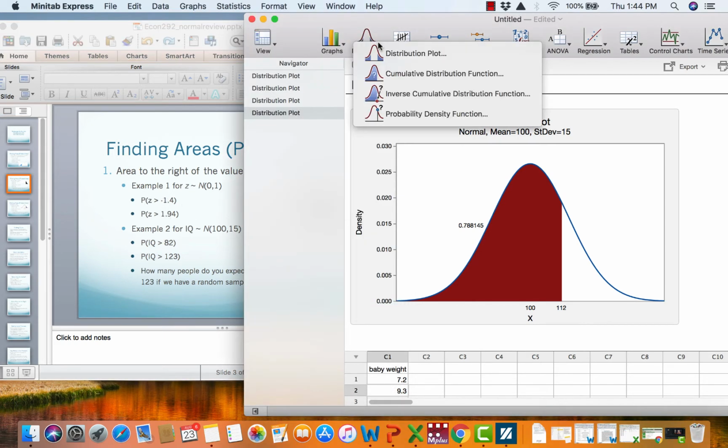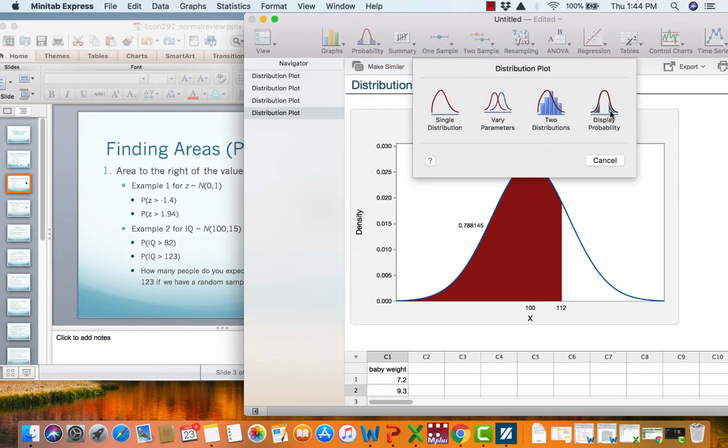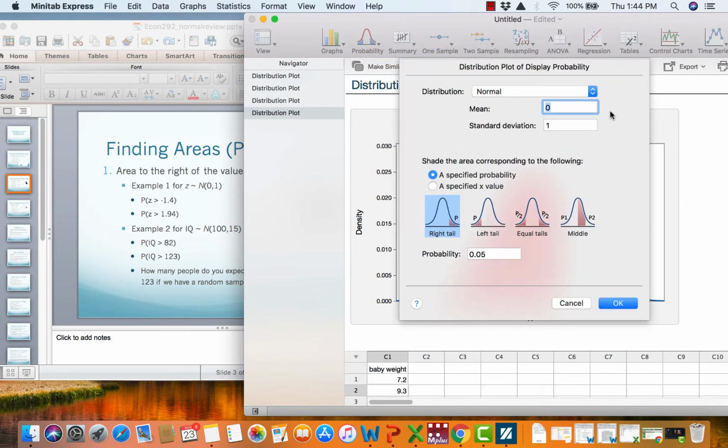So we go into probability, distribution plot, display probability. We're back on z-scores or the standard normal, so our mean and standard deviation stay as the default 0, 1. We are given a z-score or x value, but now we want the greater than probability, which is right tail, and we simply type in negative 1.4.